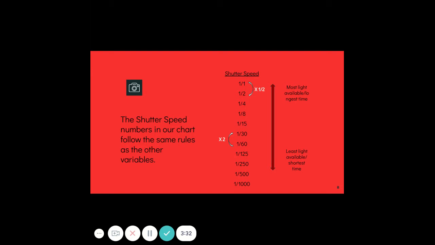Now, most cameras don't list the 1 over. It's just too big to put on the little tiny dials on your cameras. That's why we leave the 1 off of all of them. It just helps to understand what it is and know that we're only looking at the denominator of that fraction, since it's the same 1 over on all of them.